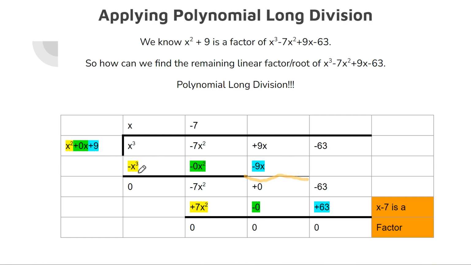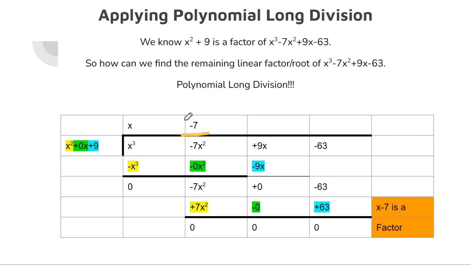Now we add the two terms: x cubed plus negative x cubed is 0. Negative 7x squared plus 0x squared is negative 7x squared. 9x minus 9x is 0. And then you remember, just like long division, you bring this down. And you have negative 7x squared minus 63. Do the same process with this. Negative 7x squared divided by x squared is negative 7.